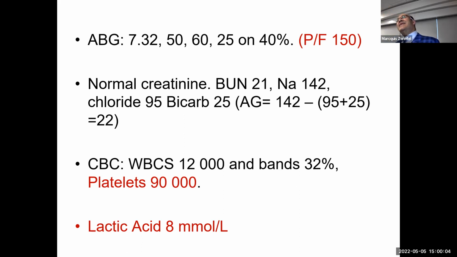Okay, labs: normal creatinine, BUN 21, sodium 142, and his anion gap is 22. Why do you think he has an anion gap? Lactic acid is high, right? CBC 12,000, 32% bands, and platelets 90,000. Remember, for the severity of the pneumonia and also for the SOFA.